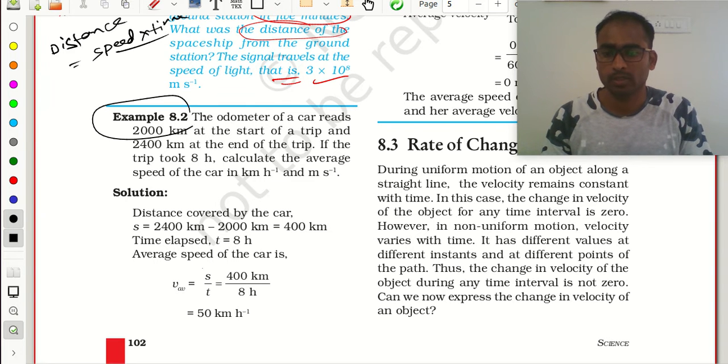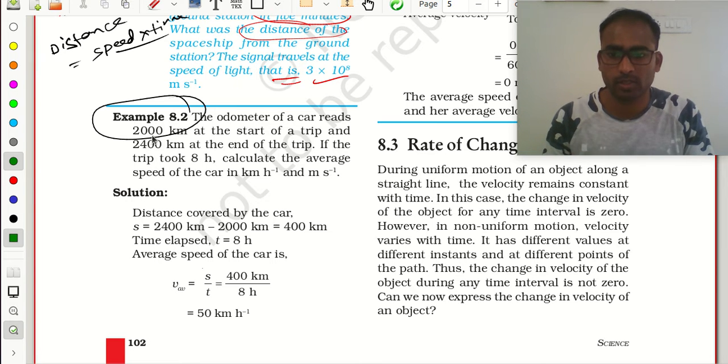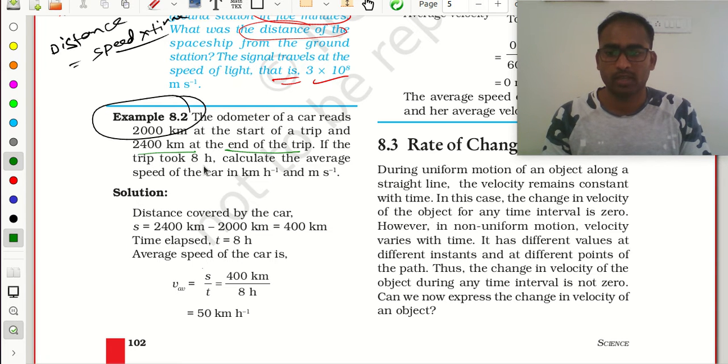Here we will see some examples on speed and average speed. So here the odometer of a car reads 2000 km at the start of a trip, and 2400 km at the end of the trip. If the trip took 8 hours, calculate the average speed of the car in kilometer per hour and meter per second also.